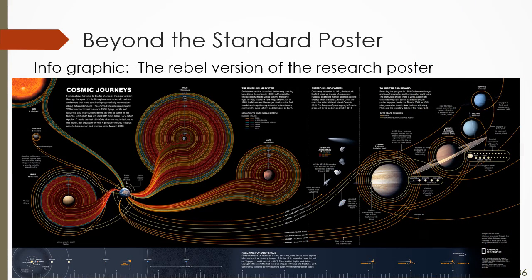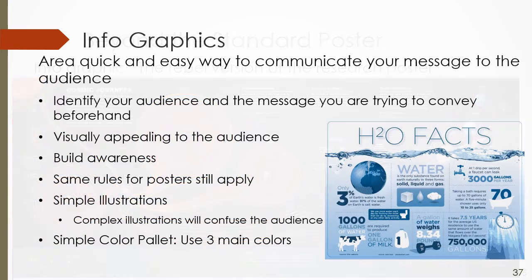All right, so let's talk about beyond the standard poster, infographics, the rebel version of the research poster. So here we have a research poster that shows a lot of information about exploration of the solar system. You could have put it in a boring text-based poster, but here they actually show a diagram essentially of a relationship of everybody and where all the satellites have gone in the solar system. So it lays it out in a much more visual and story way than the traditional research poster.